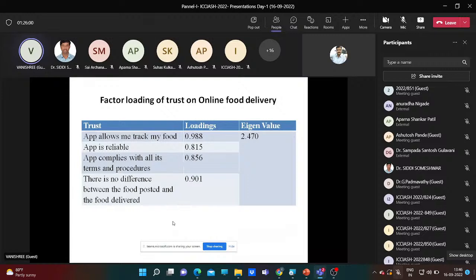The last one is trust. The app allows me to track my food. The app is reliable. The app complies with all its terms and procedures. There is no difference between the food that is posted on the app and the food that has been delivered. Out of these sub parameters, the one that has got the highest loading is that the app allows me to track my food. The rest of the sub parameters have also got more than 0.5 loading, which means that they are also equally relevant when it comes to the trust factor.